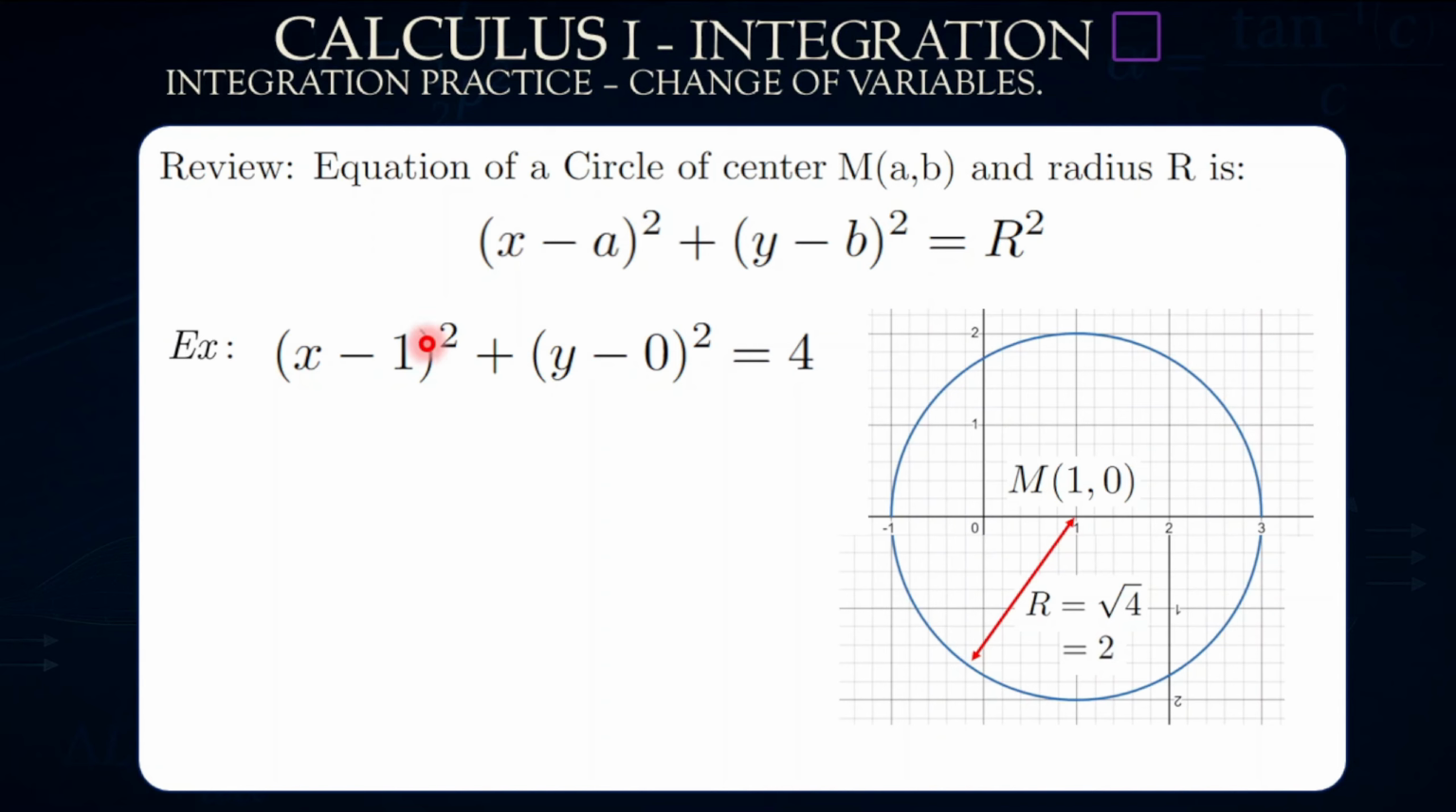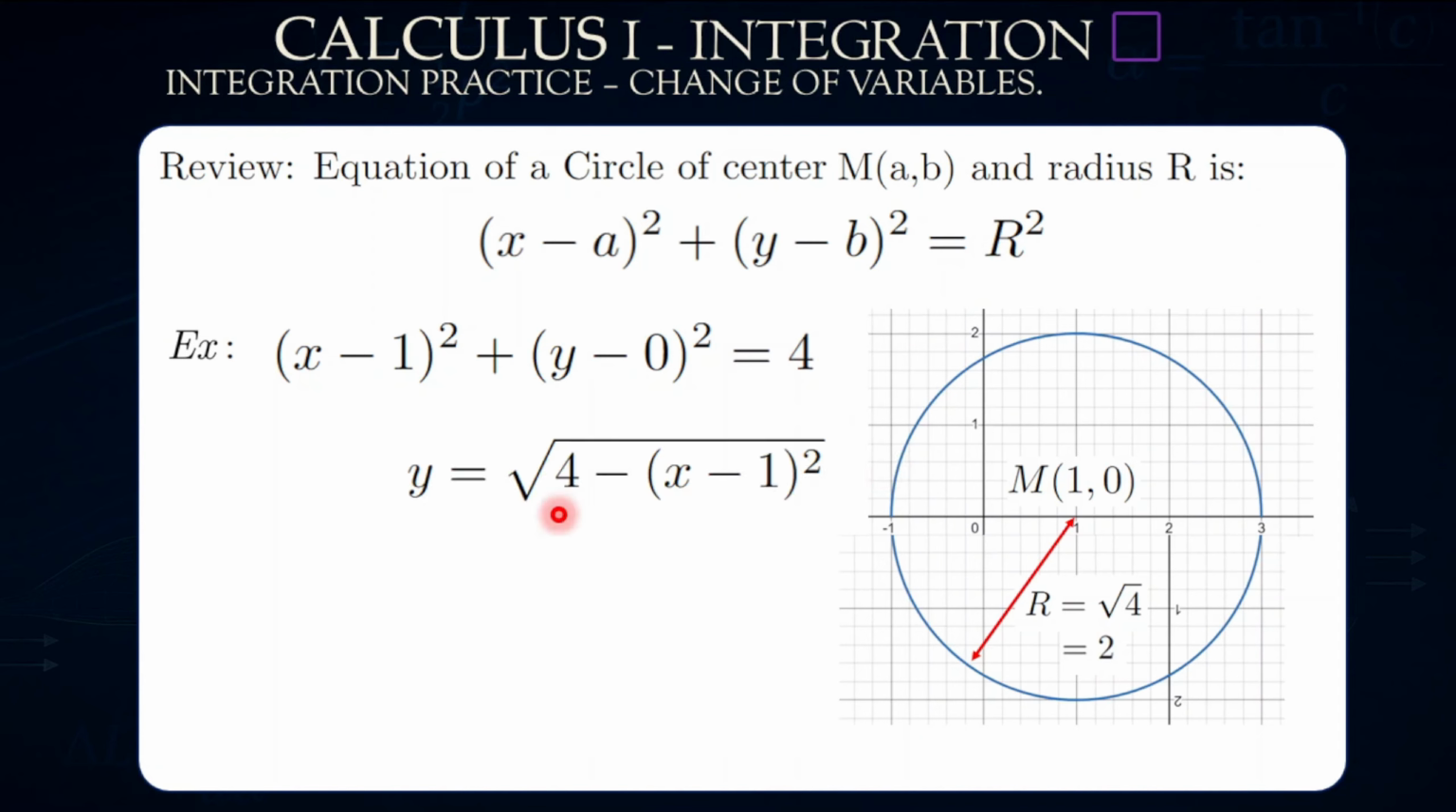As an example, you have (x minus 1) squared plus (y minus 0) squared equal 4. So the center here is M that has x equal 1, y equals 0, so it is sitting on the x-axis, but it is shifted by 1 to the right, and the radius is square root of 4, which is 2, according to the equation, r squared here to the right of the equality. So r squared equal 4, then r equal 2, so the radius for this circle is 2.